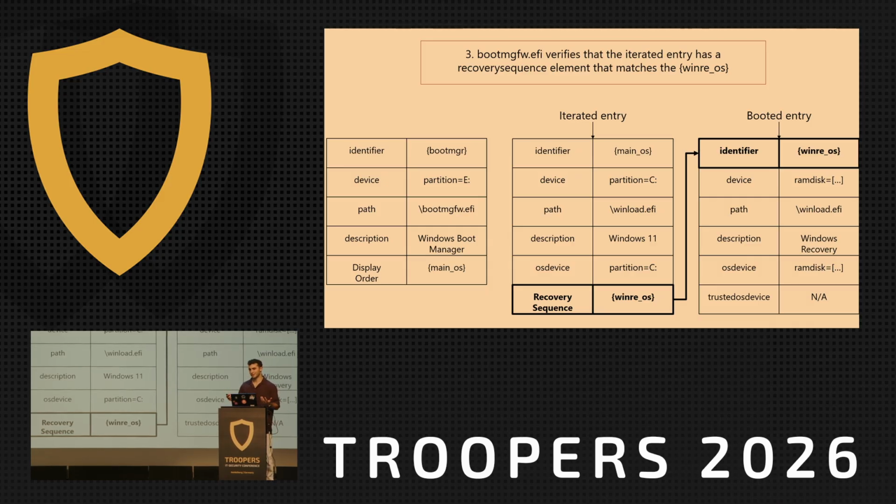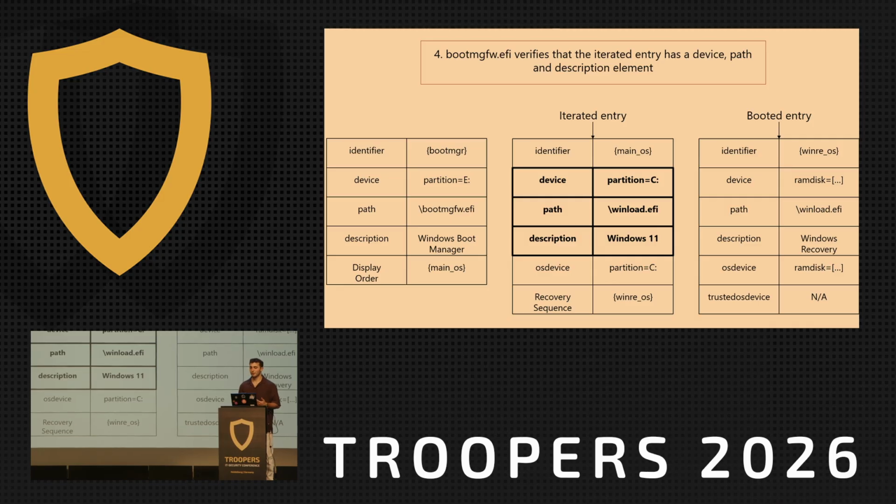Now, the reason that it does this check is because when we fail to boot a main OS entry, the recovery works, the boot manager would simply go to the recovery sequence and execute that entry. And so that's kind of a backward check to make sure that the WinRE that's currently being booted is somehow related to the iterated entry. Now, in our case, this check passes. As you can see, the recovery sequence contains the WinRE OS GUID.